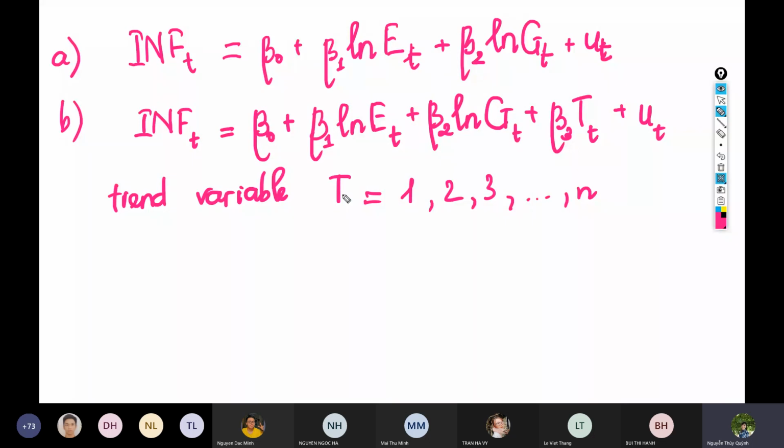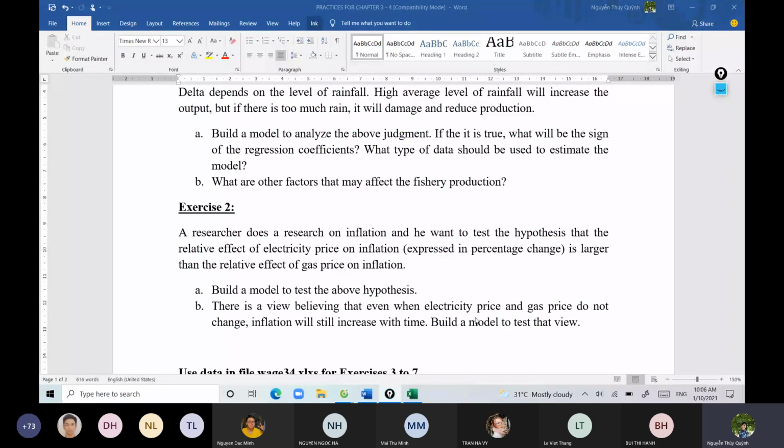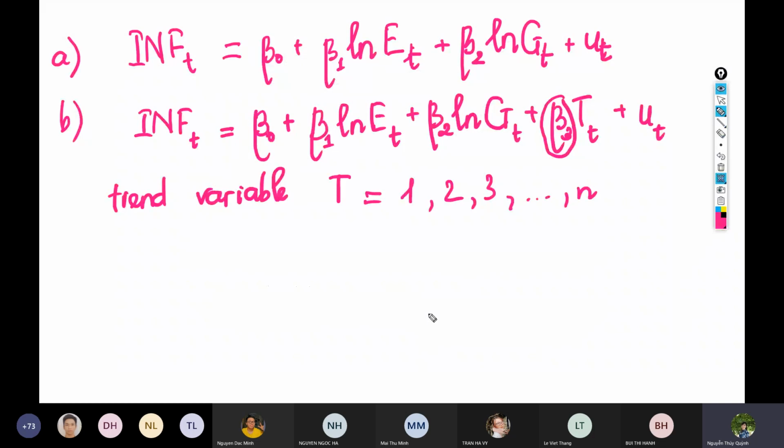So whether inflation increases over time or decreases over time, the regression coefficient on T will tell us about that, to see whether time has an effect on inflation or not. So here the hypothesis is that even when electricity price and gas price do not change, inflation will still increase with time. If that is the hypothesis, then the regression coefficient on T must be statistically greater than 0, right?